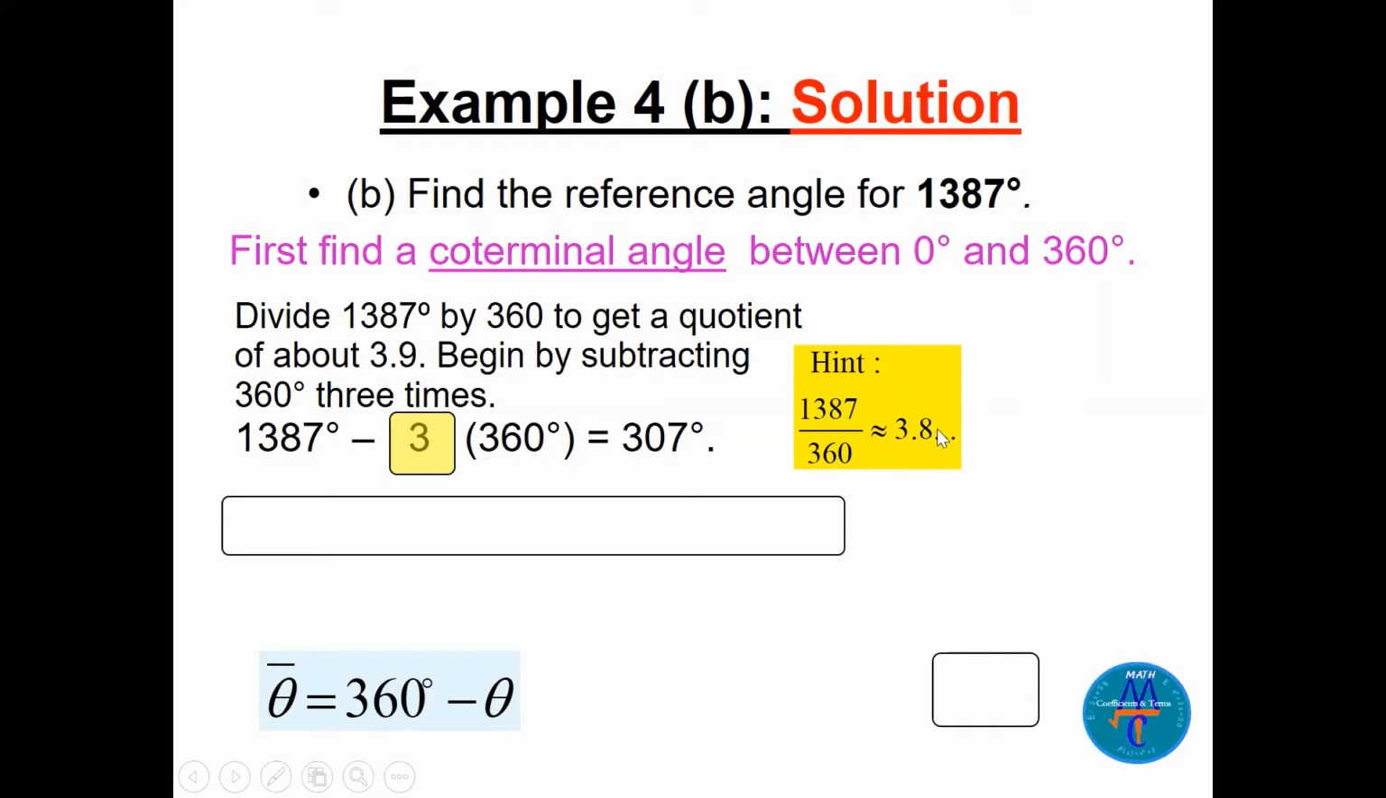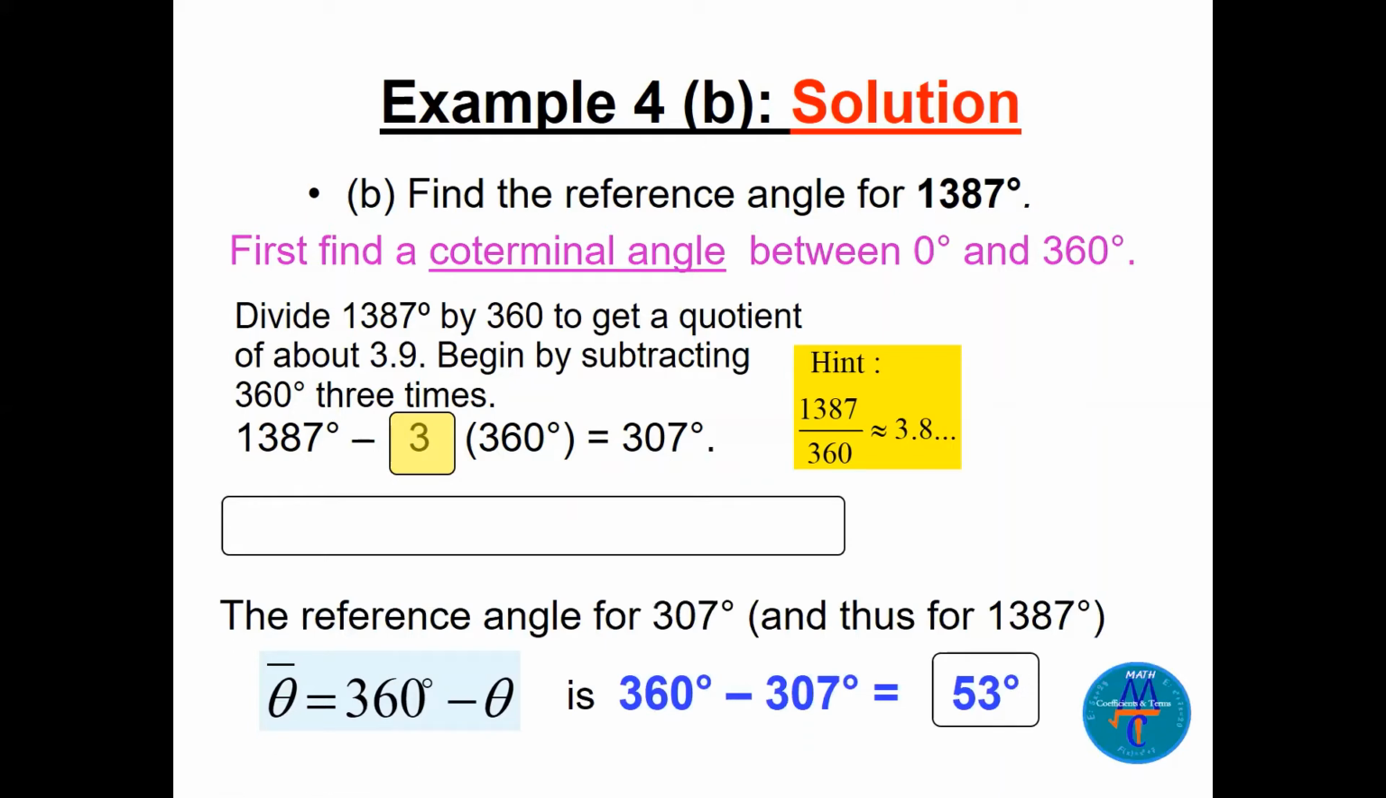We don't care about the other numbers in the decimals. We just care about the 3. That means there are 3 complete cycles inside this angle. If you don't like to divide, you can just subtract. See, 360 times 2 is 720. You can subtract 720. Then you can check the angle. Subtract 360 again, 360 again, until you reach an angle between 0 and 360.